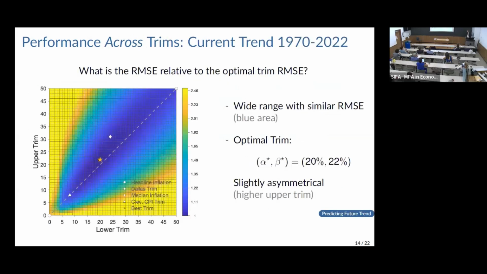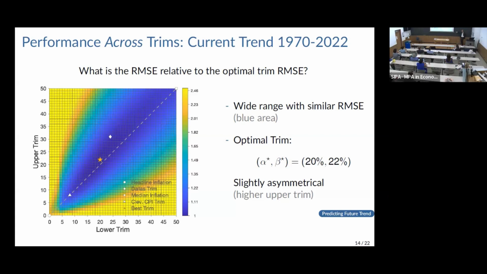All right, so how do you do the cross trims? We can have different trims than these, right? So it's a colorful picture. And there I'm answering basically what is the root mean squared error relative to an optimal trim. And I include the headline inflation as the dot here, when you don't trim. There's the Dallas trim, there's the median, and then sort of our best trim. And so what do these colors show you? Blue means you are doing as well as the best trim with the lowest mean squared error. So you can pick that, and that is at trimming 20 and 22 percent on the two sides.